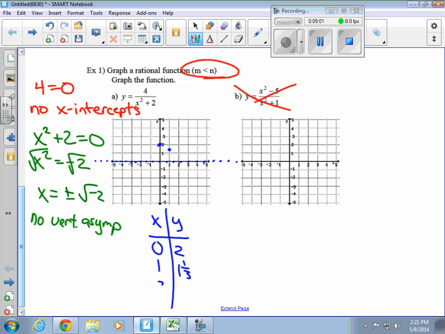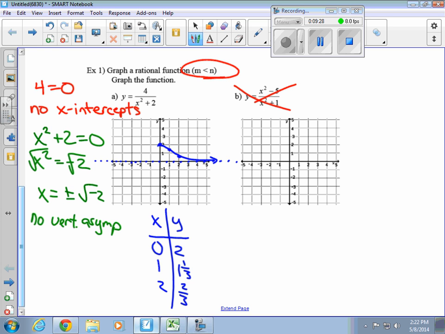Put in 2. 2 squared, 4 plus 2 is 6. 4 sixths is 2 thirds. Okay, so this is 2 thirds. Now, as we keep going further, what's going to happen? It's going to get closer and closer to 0, but is it ever going to touch it? No. So do I need to keep putting in points on that side? Absolutely not. We know what the graph's going to look like. I'm just going to continue it going like that.